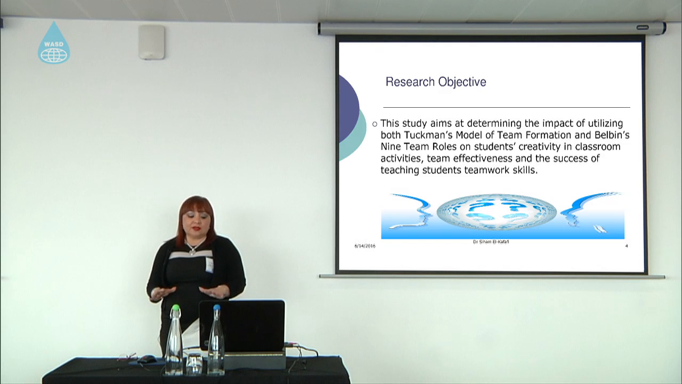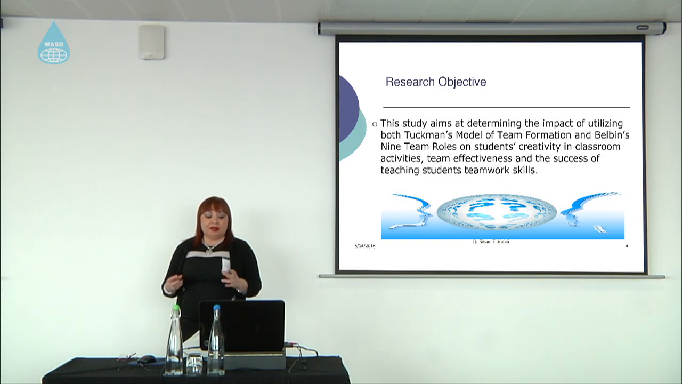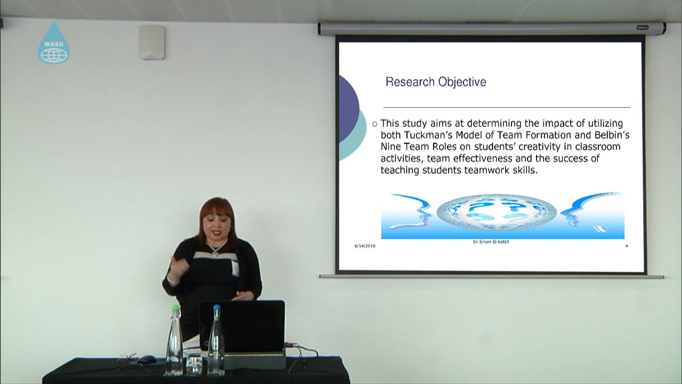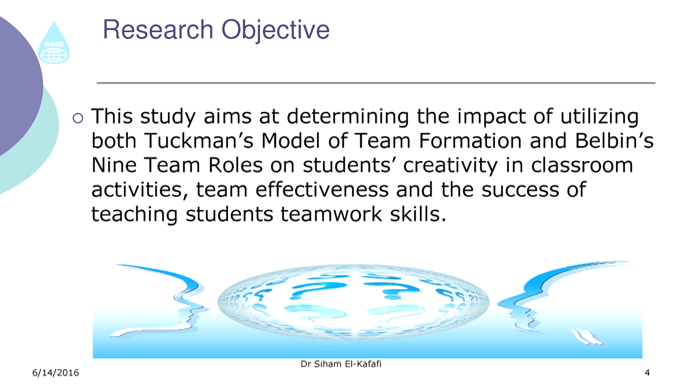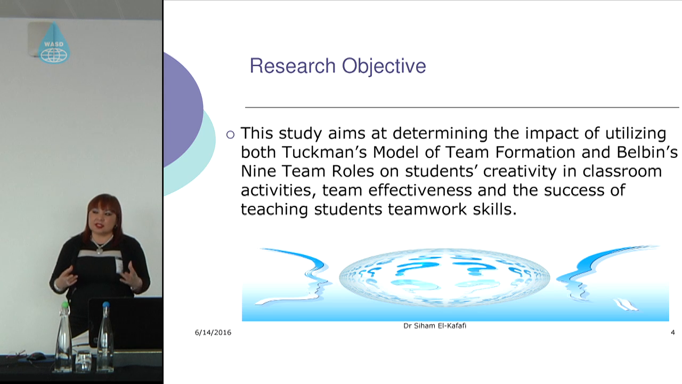So the main objective is that I wanted to determine the impact if I use those 2 models that I've chosen. The first one is Tuckman's model for team formation. There are 4 stages, and we'll go through them, and Belbin's 9 roles. These are roles that are assumed by the characters while they're working together in teams. I wanted to test and to see if they really follow those 2 models.